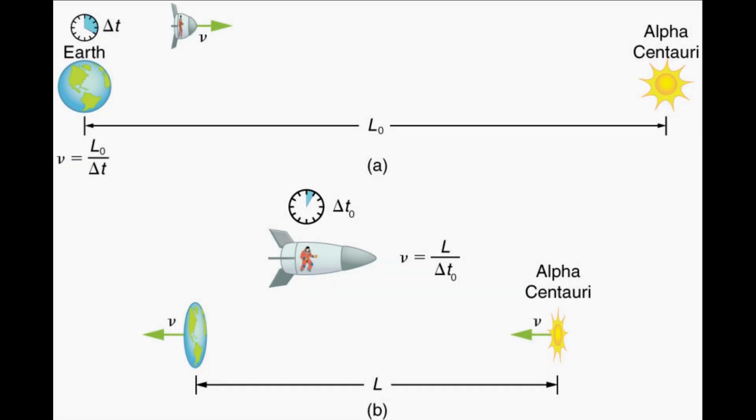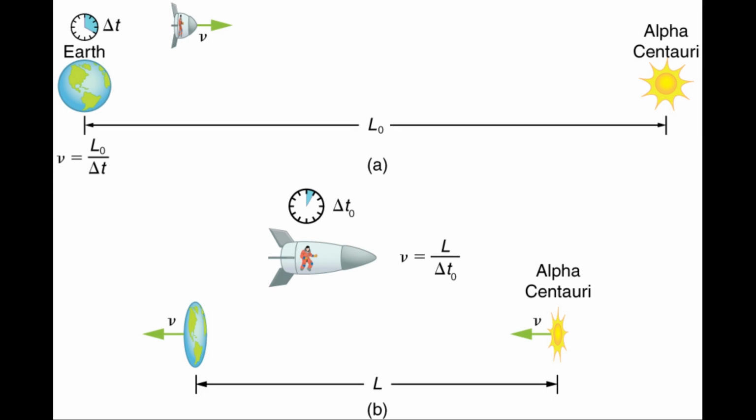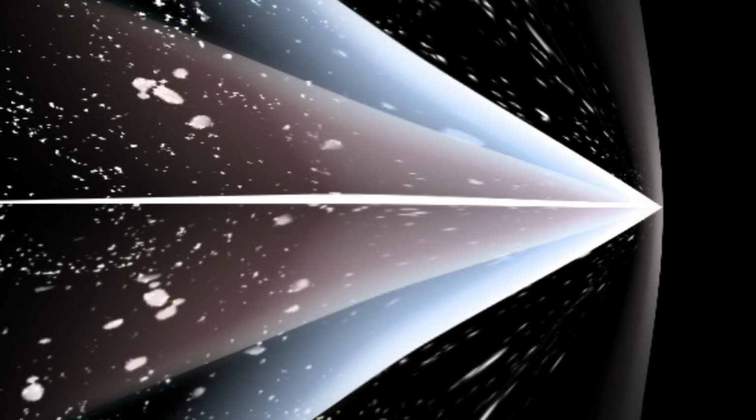Length contraction is another consequence of the theory of relativity. As an object accelerates toward the speed of light, it contracts in the direction of motion. This means that objects appear shorter when moving rapidly.